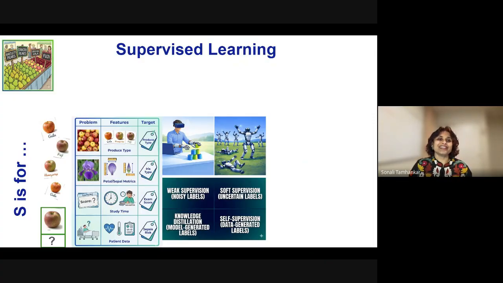In the world of generative AI, knowledge distillation uses a large, powerful model, like a big LLM, to generate labels for a smaller model, such as one that needs to run on your phone. So the large model acts as a teacher or a tutor, scaling supervision far beyond what humans alone could do.